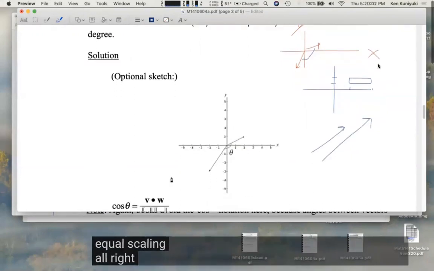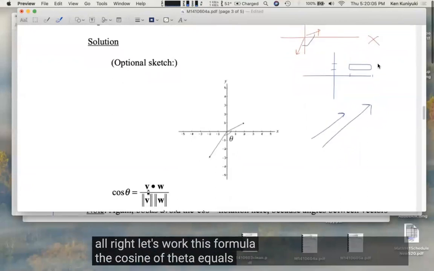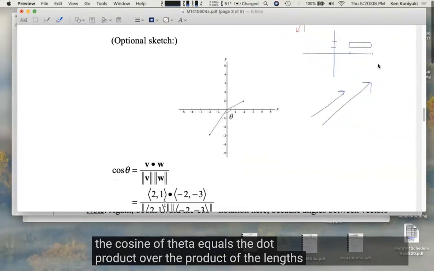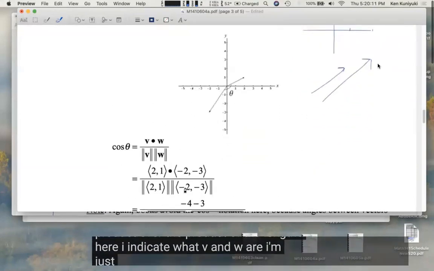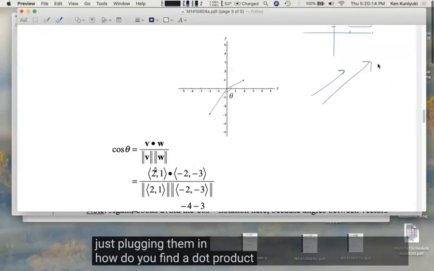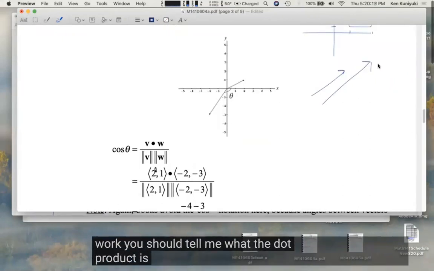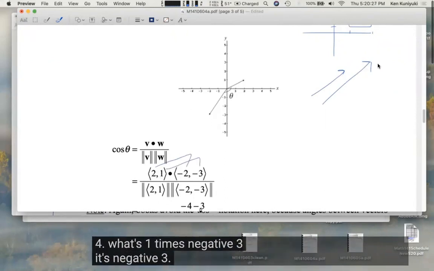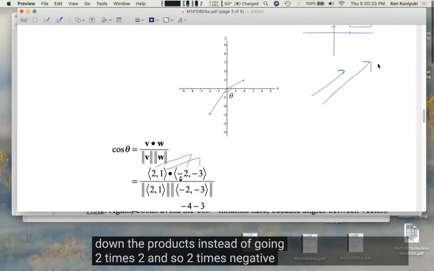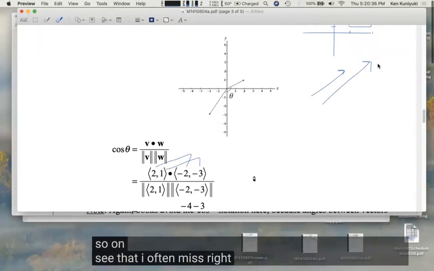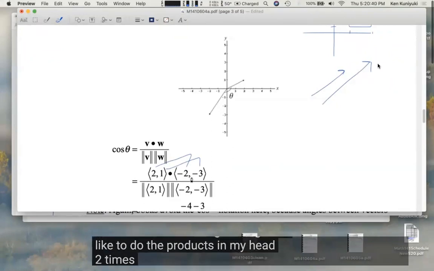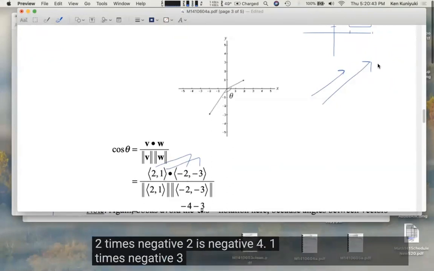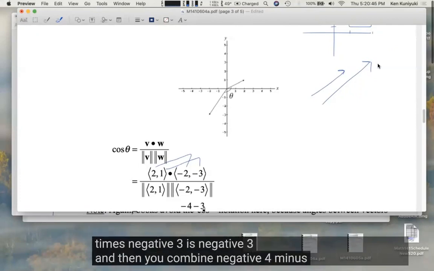All right. Let's work this formula. The cosine of theta equals the dot product over the product of the lengths. Here, I indicate what V and W are. I'm just plugging them in. How do you find a dot product? It's this times this plus this times this. What's 2 times negative 2? It's negative 4. What's 1 times negative 3? It's negative 3. I like to write down the products instead of doing it all at once, because I often miswrite things. 2 times negative 2 is negative 4. 1 times negative 3 is negative 3. And then you combine. Negative 4 minus 3 is negative 7.